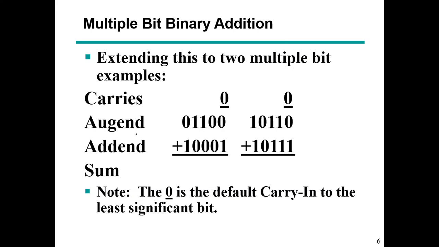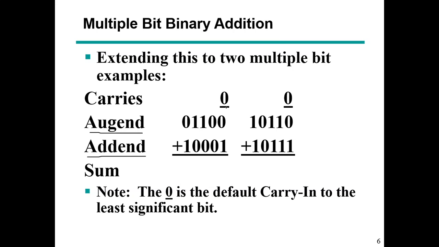Let's call the first one the augend and the second one the addend. Okay, so this is augend, this is addend. We are doing addition. What would be the sum? Or how are we going to extend it to multi-bit addition? Now let's carry it out one by one. Say for example, let's carry out this.